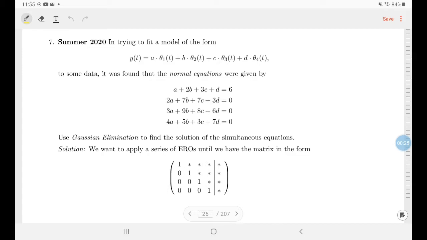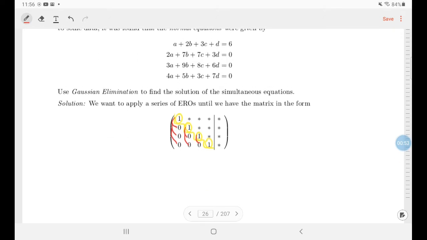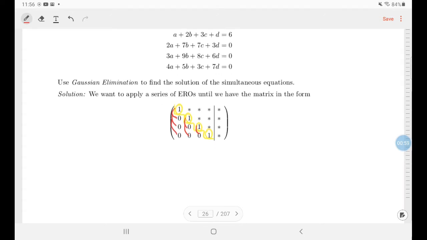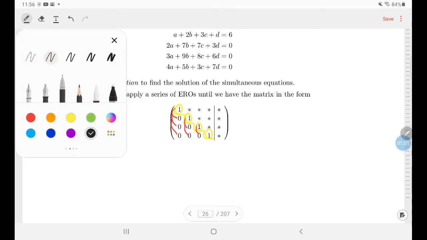Okay, so we want to do elementary row operations until we get something looking like this. 1, zeros underneath, 1, zeros underneath, 1, zeros underneath. And we get this staircase. And once we make these ones, they will be used to kill whatever happens to be underneath. So that's essentially the Gaussian elimination algorithm. Okay, so we're going to write this in augmented form and get it in this form eventually. So if I write this, I call this the augmented form.